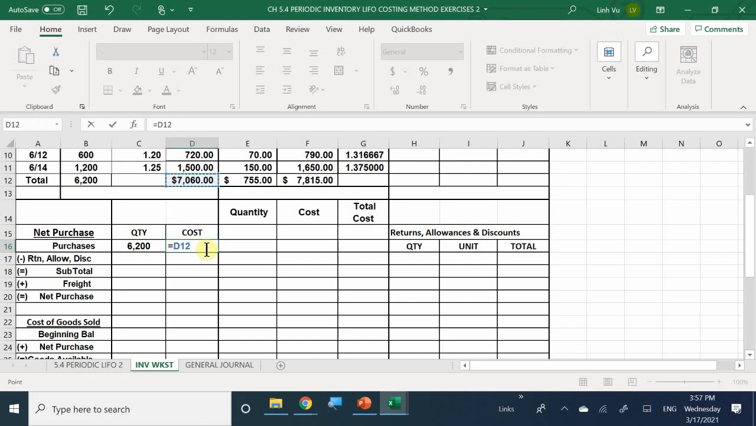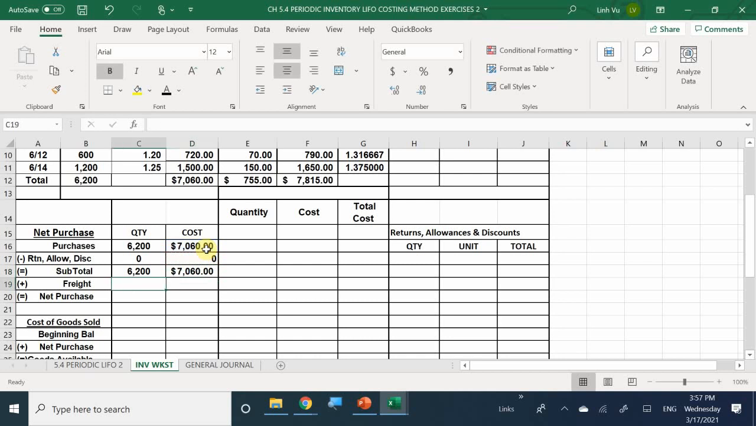17,815. That's including freight. Yeah, so just purchases, 7,060. Good. Here in this scenario, we have no returns or allowances. So in this case, we should get the same exact number here for the subtotal.